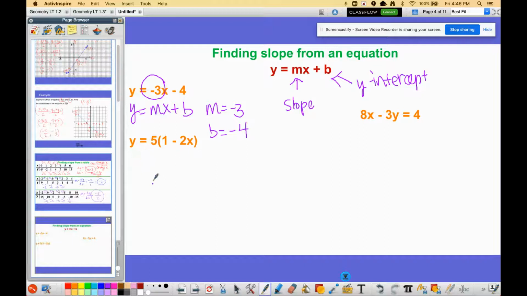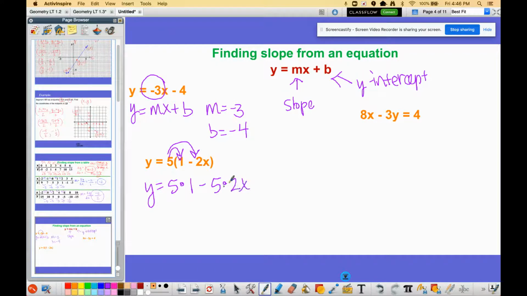Looking at my next equation, y equals 5 times (1 minus 2x). Before we can figure this out, we have to simplify. We're going to have to distribute that 5. So y is equal to 5 times 1 minus 5 times 2x. Some of you maybe don't need me to write that out, but I'm just showing you to make sure you remember how to distribute. So y is equal to 5 minus 10x.